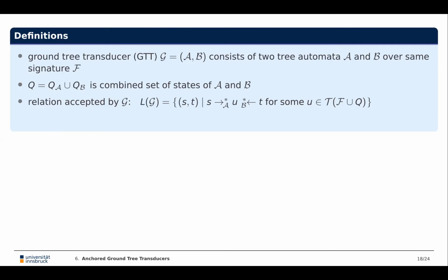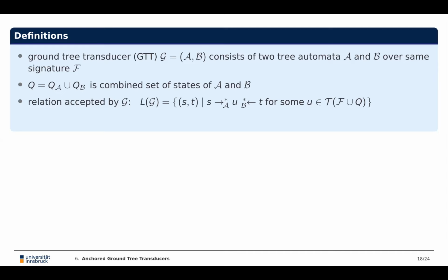So the language of this GTT is the pair of terms S and T, such that S reaches a mixed term U. A mixed term here is a term which contains both function symbols and states. So if S reaches U by rewriting with the transitions of the automaton A, and T reaches U by rewriting with the transitions in B, then the pair S, T is accepted by this GTT relation.